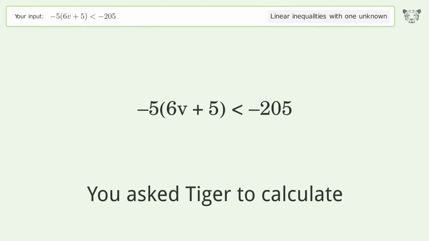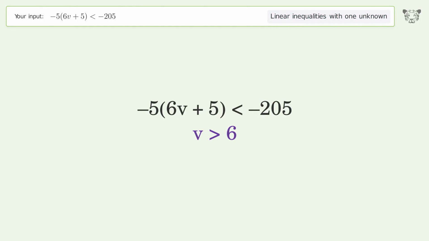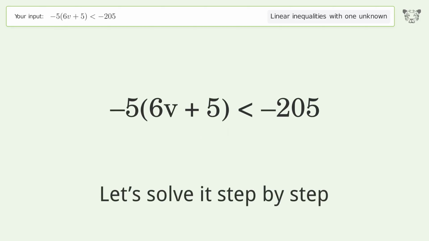You ask Tiger to calculate. This deals with linear inequalities with one unknown. The final result is v greater than 6. Let's solve it step by step.